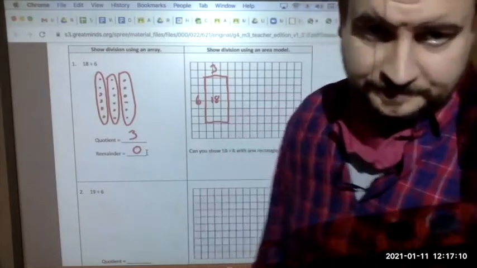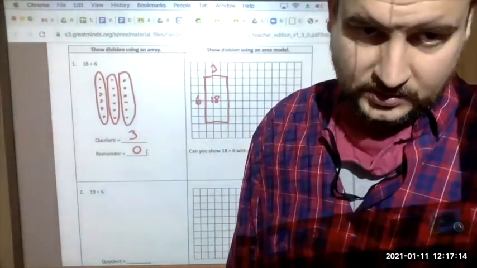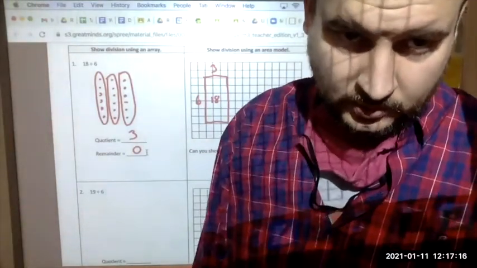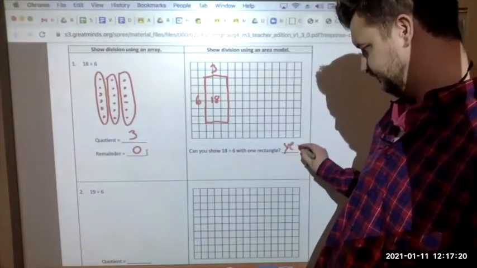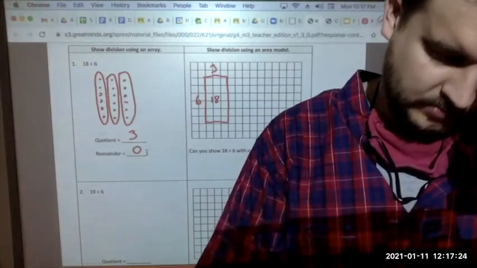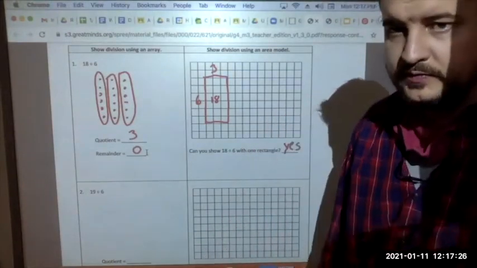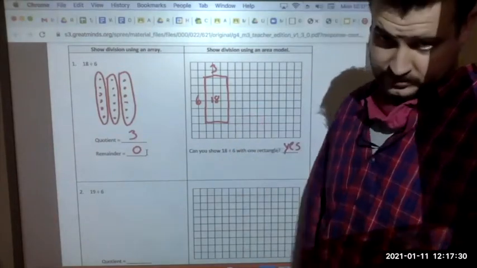So it says, can you show 18 divided by 6 with 1 rectangle? The answer is yes. Why? Because there's no remainder. So if there's no remainder, it's a complete rectangle. If there was a remainder, there'd be a little box right here.